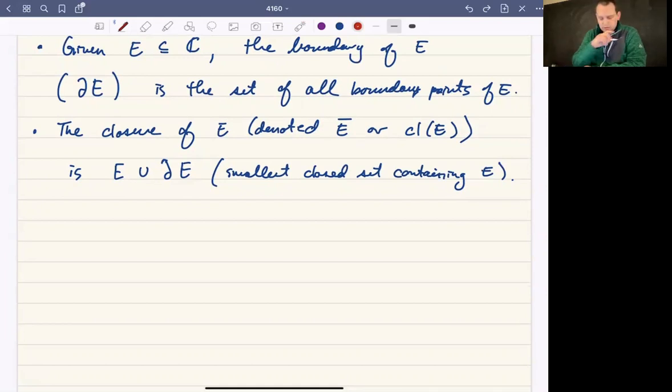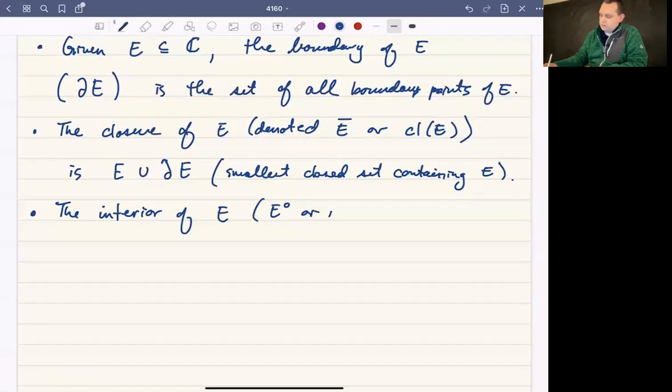What else do I want? The interior of a set, which is going to be denoted by E naught or usually int of E. And in fact, the book uses int of E and this E bar notation, so I think that's what the book is going to use. This E bar notation being the closure, that's why the closed disk of radius R had that bar over it, because we're talking about the closure of the open disk.